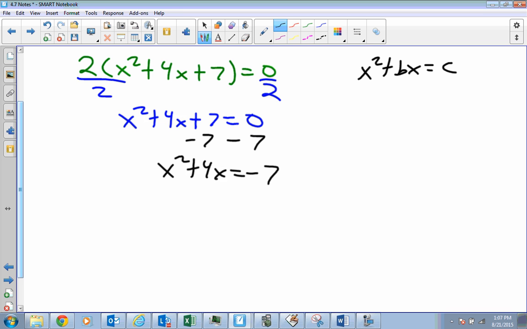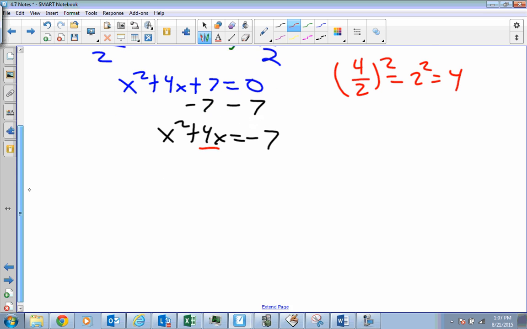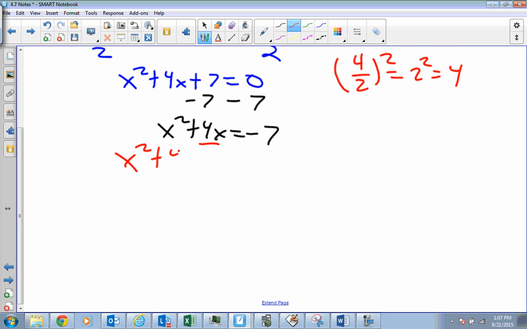Okay. Then you want to complete the square, so we take our 4, which is our bx term, and do 4 divided by 2 squared, which is 2 squared, which is 4. So we're going to add 4 to both sides. So it'll be x squared plus 4x plus 4 equals negative 7 plus 4. Again, when you do one side, you have to do the other. If you don't add 4 to both sides, it's going to mess up your answer, so make sure you do that.